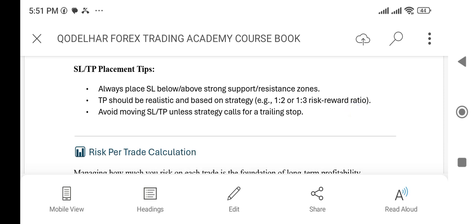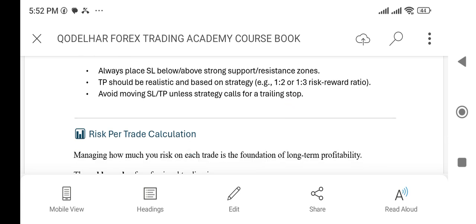The stop loss and TP placement tips: always place your stop loss below or above a strong support or resistance zone. When we get to that level, we will explain it. It's a tip you must follow. Your stop loss must be below a support or above a resistance. That's the stop loss. Then TP should be realistic and based on strategy, e.g. 1:2 or 1:3 risk to reward ratio. Then avoid moving stop loss or TP unless your strategy calls for a trailing stop.